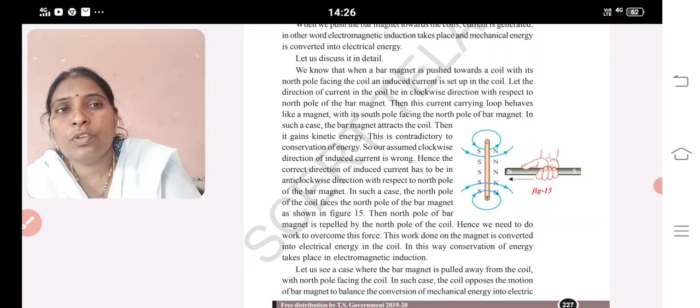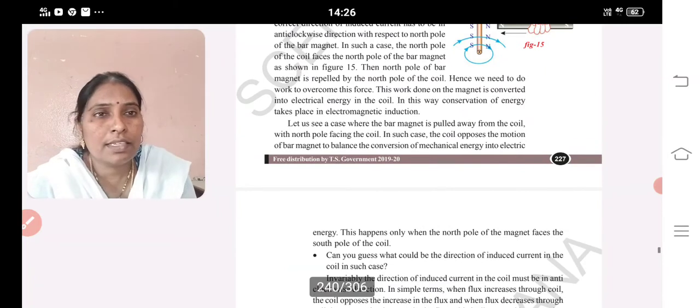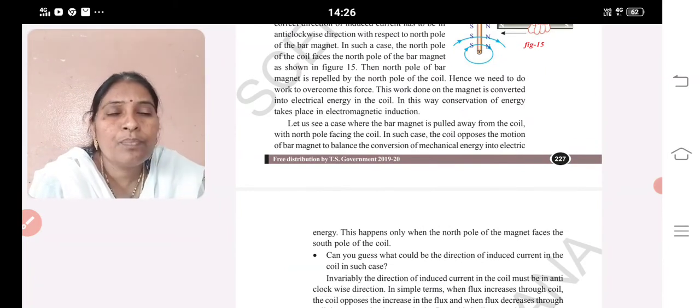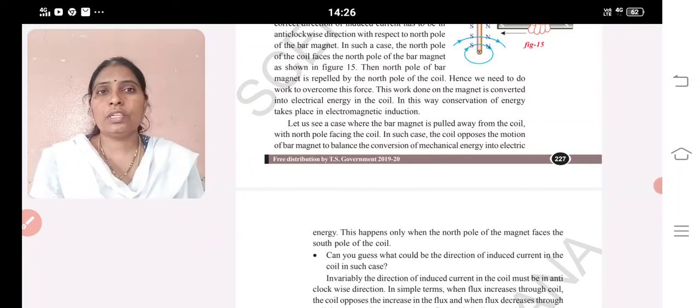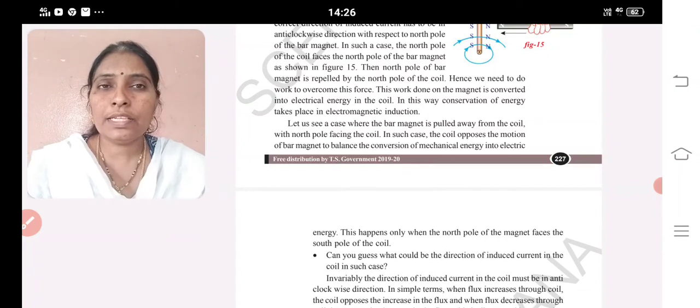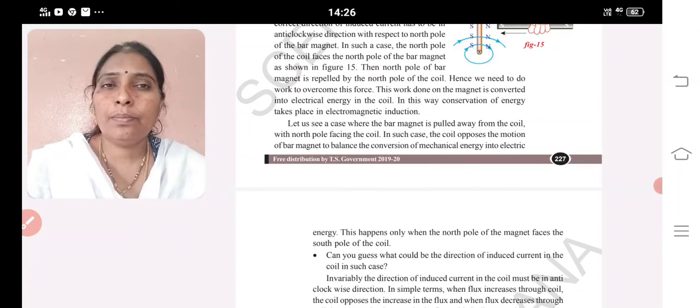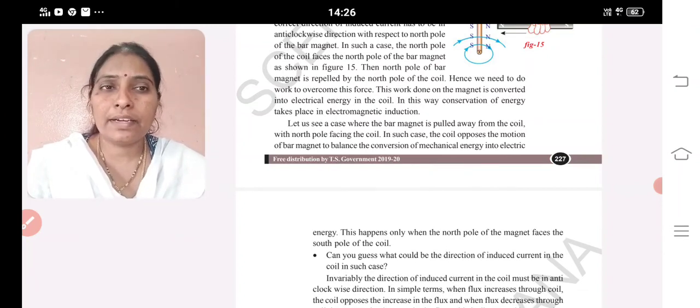This is a concept we used, and Lenz is a scientist. He proved the relation between the direction of the current and the induced EMF. Always, the induced current direction will be opposite to the magnetic flux.